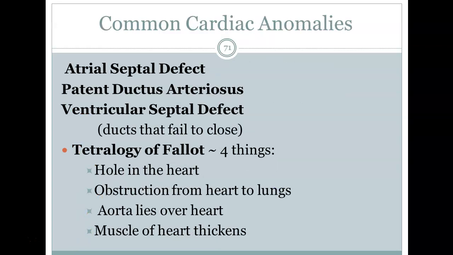Common cardiac anomalies are atrial septal defect, ventricular septal defect, patent ductus arteriosus, which is a duct that fails to close, or tetralogy of Fallot. Four things occur in the tetralogy of Fallot: a hole in the heart, an obstruction from the heart to the lungs, the aorta lies over the heart, and the muscle of the heart thickens.